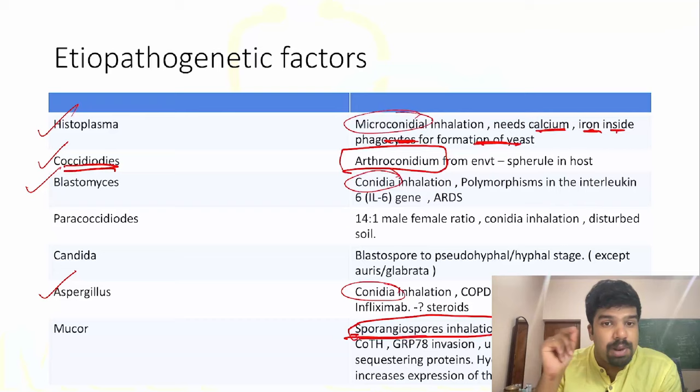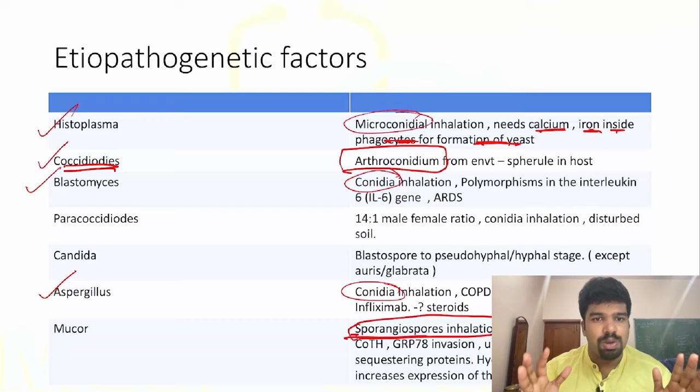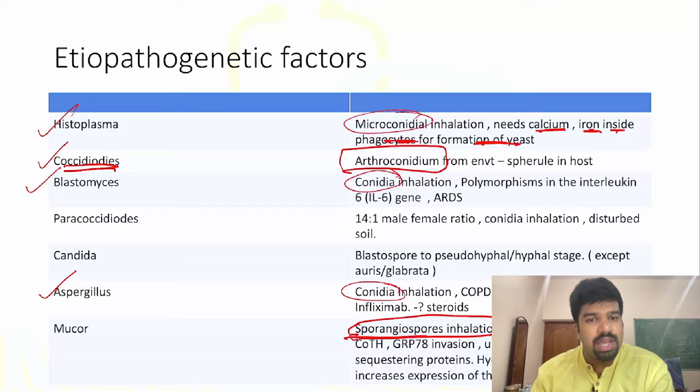And the immune response is because of IL-6. Such polymorphisms in IL-6 are seen in patients who are susceptible to Blastomyces infections. So IL-6, inflammation, ARDS, all of them are a boost of immune response. So basically, that is because of which Blastomyces will cause ARDS.